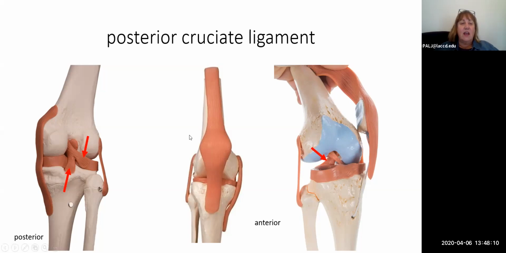So this slide now is showing our last ligament, the posterior cruciate ligament, which on the far right you can see is definitely posterior to the anterior one. And if you look at the picture on the far left, you can see that the posterior cruciate ligament actually splits, and both parts are staying posterior on the tibia.